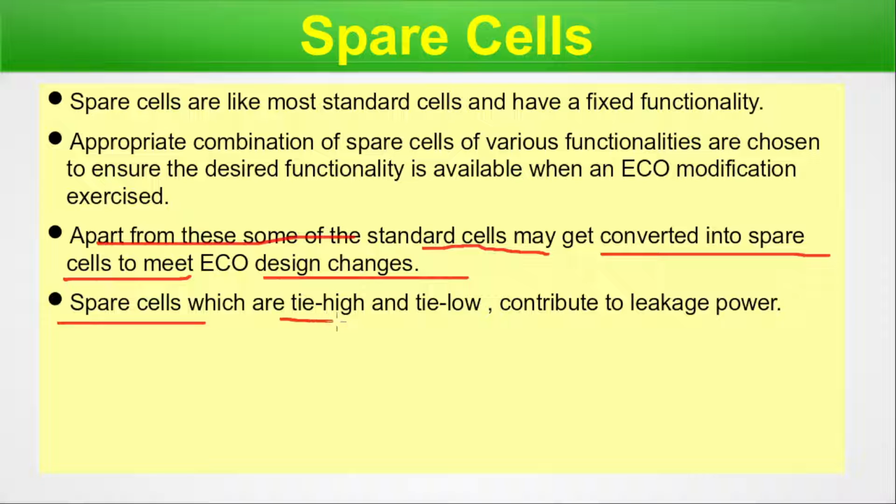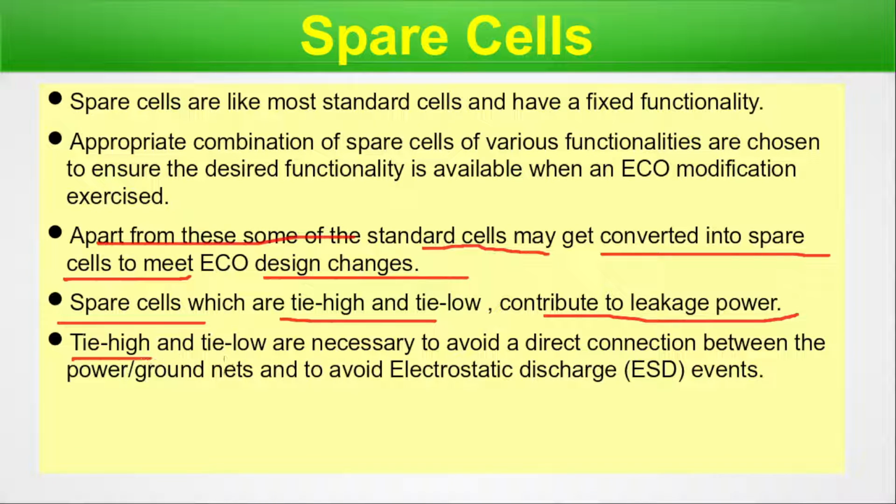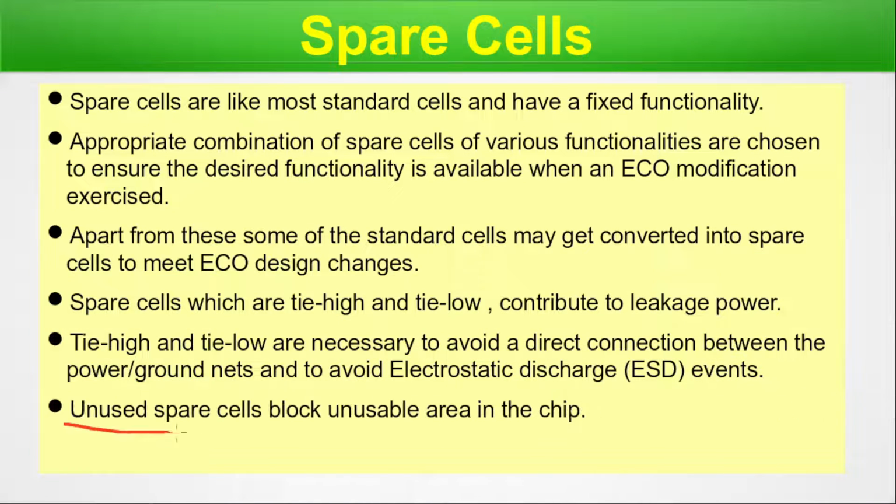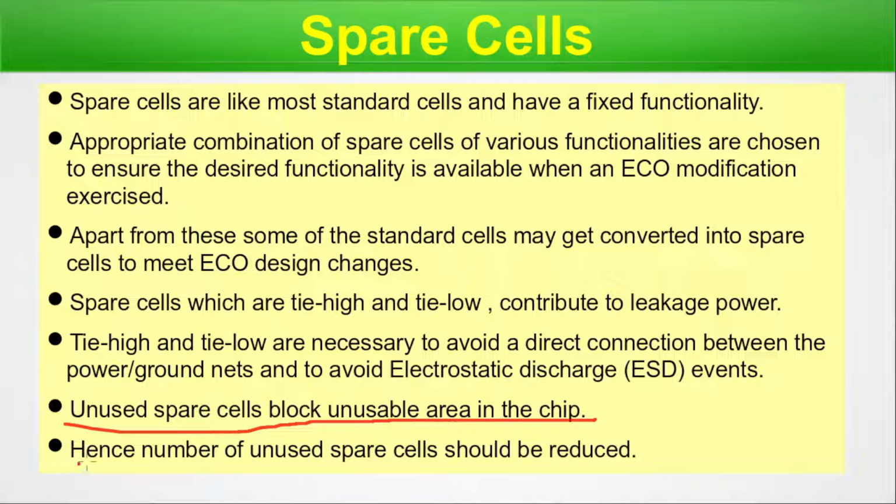Apart from this, some standard cells may get converted into spare cells to meet ECO design related changes. Spare cells which are tie high and tie low contribute to leakage power. Tie high and tie low are necessary to avoid direct connection between power or ground nets, to avoid an electrostatic discharge event. This is needed. ESD is a very dangerous thing. We have to overcome it. Unused spare cells block usable area in the chip. Hence, the number of unused spare cells should be reduced. We have to use them efficiently. So these are the spare cells.